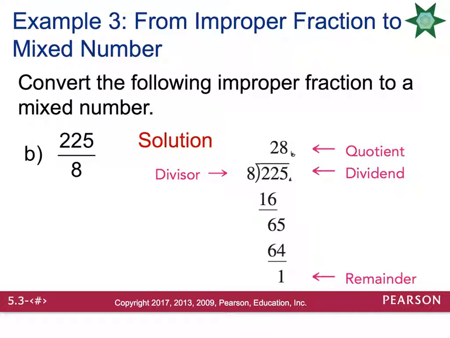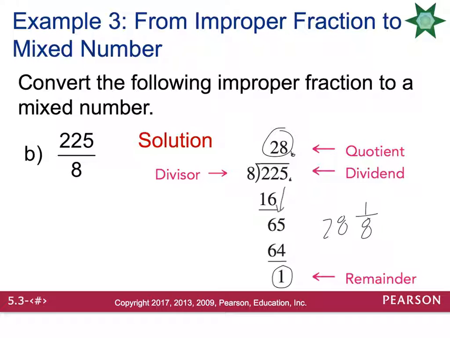Now we bring down the next place value, which is that 5, right? So now we're at 65. Okay, 8 goes into 65 8 times. So 8 times 8 is 64. We subtract, we get 1. Okay, so here's our quotient, right? Here's our remainder. So our mixed number version is going to be 28 quotient and 1/8.